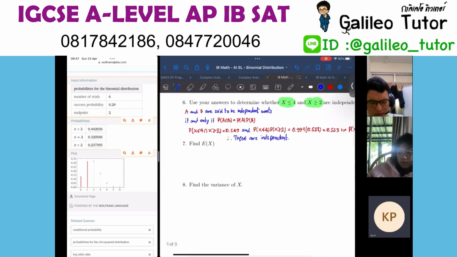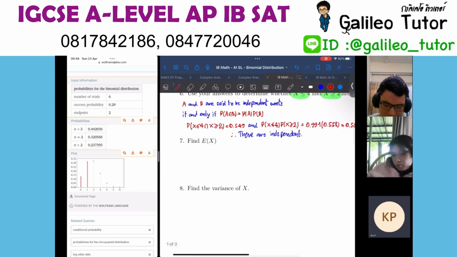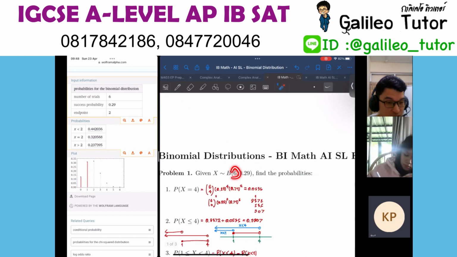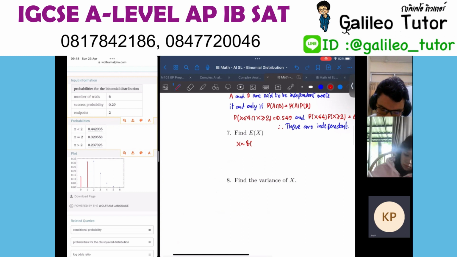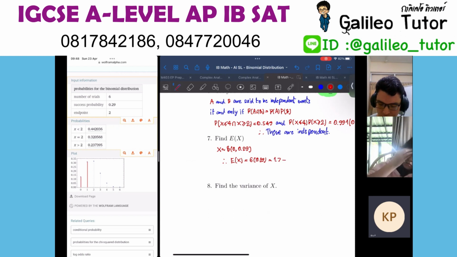All right, now what is the expected value of X when X is binomially distributed with a number of trials of 6 and a probability of success of 0.29? So it's going to be 6 times 0.29, right? The number of trials times the probability. Okay, 0.29 times 6 is 1.74.